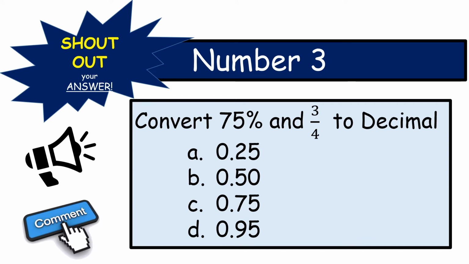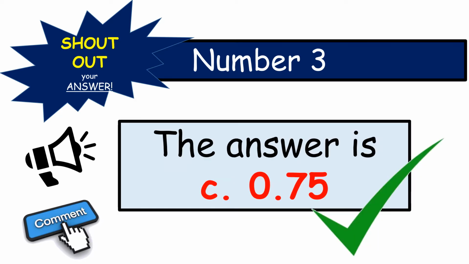Here is the last question. Shout out your answer in number 3. Convert 75% and 3/4 to decimal. A. 0.25. B. 0.50. C. 0.75. D. 0.95. If your answer is letter C, 0.75, you are perfect!